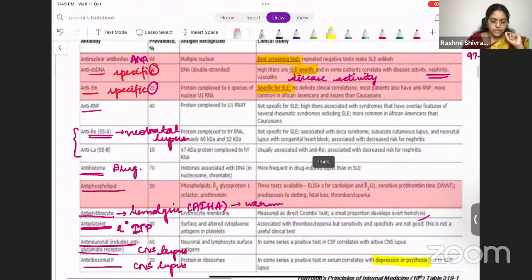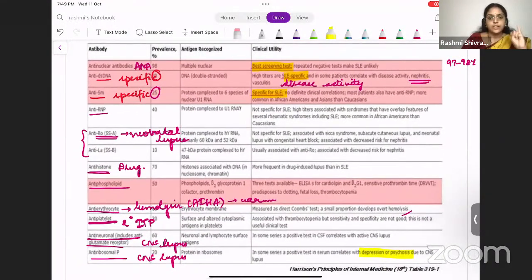Okay, let's revise this very, very high yielding slide. So ANA is a very good screening test. It is seen in about 98% of the patients. There are a few patterns that you must remember. Then anti-dsDNA and anti-Smith are very, very specific for lupus. Anti-dsDNA correlates with disease activity. Then anti-RNP is seen in mixed connective tissue disorders. Then anti-Rho and anti-La antibodies are also very important. They are seen in Sjogren syndrome as well.